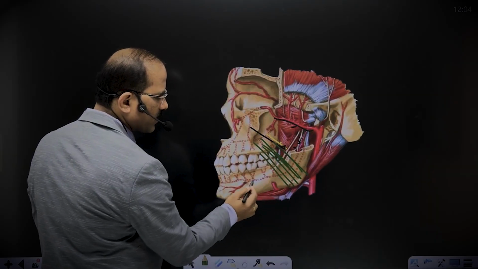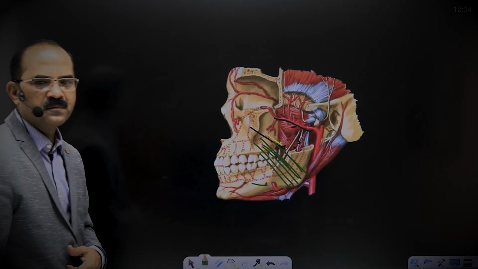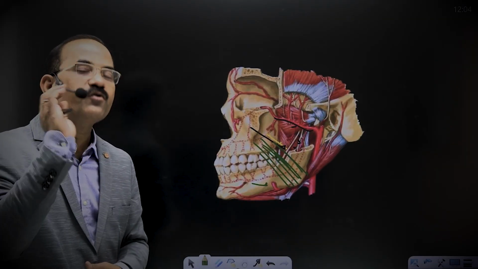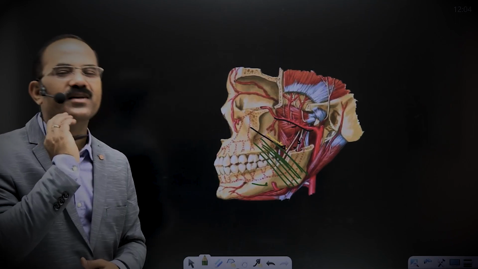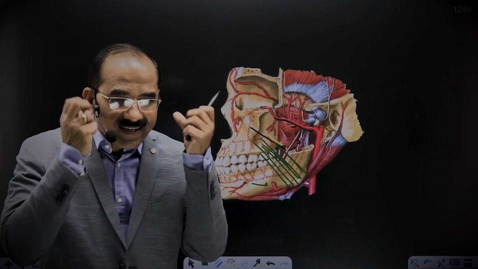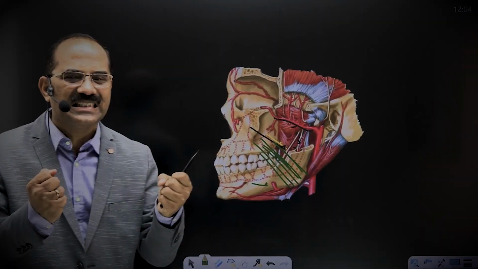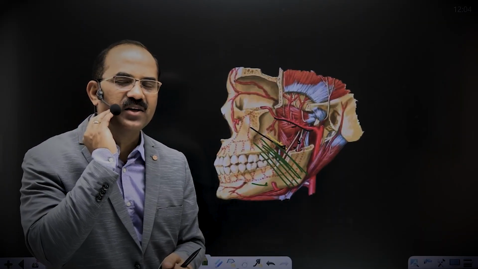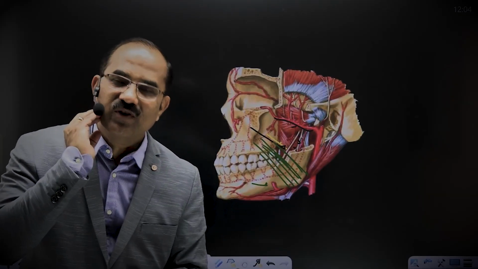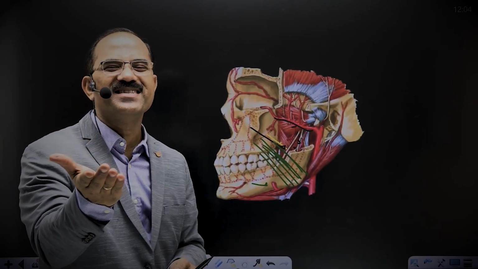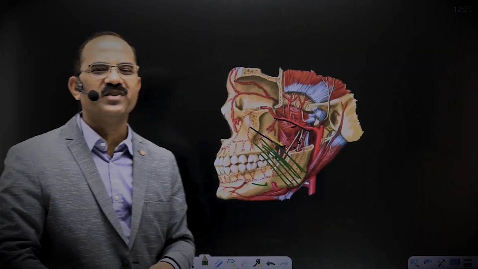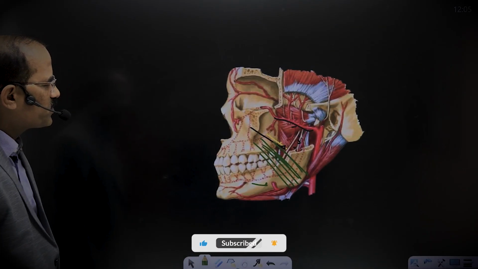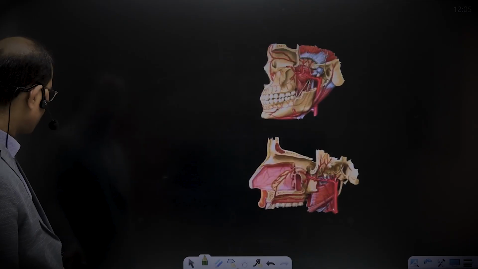And what is this artery? Can anyone tell me? This artery emerges on the anterior border of masseter. We feel this artery on the anterior border of masseter. We tell the person to clench the teeth, and when a person clenches the teeth, the masseter becomes prominent. We feel for an artery here. Yes, facial artery. Very good. That's the facial artery. Perfect. Students, I hope this muscles of mastication topic is clear to all of you.